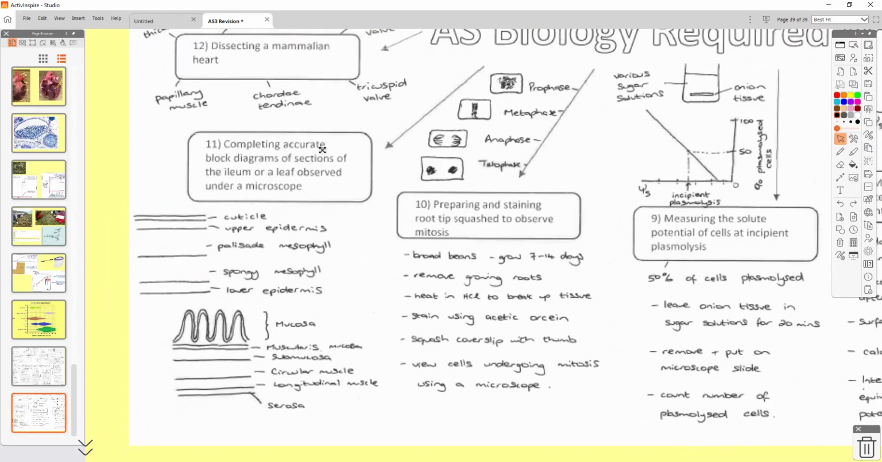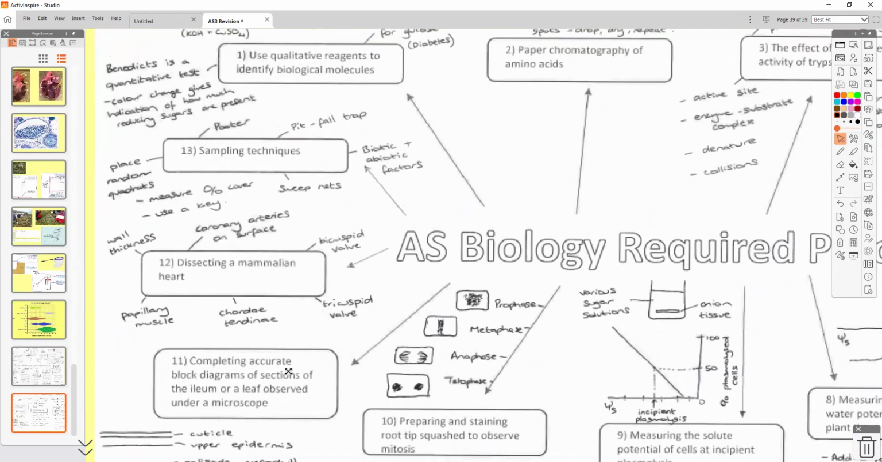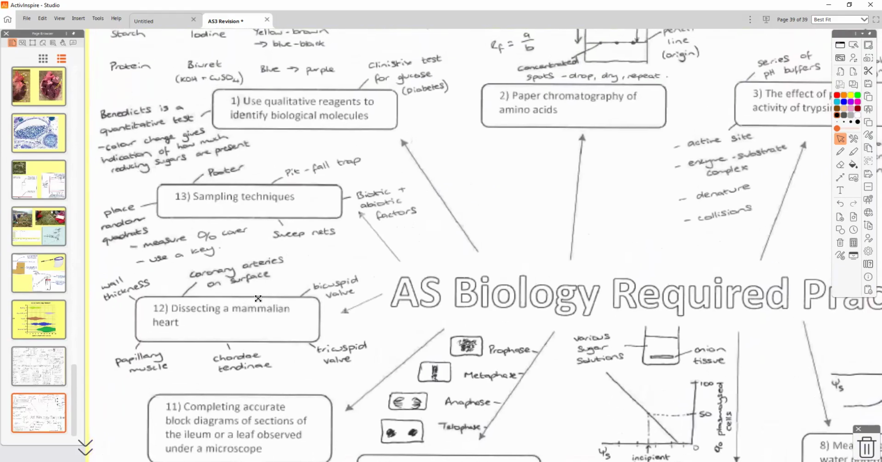Okay, and then the final one was dissecting the heart. Sorry, next to the last one, dissecting the heart, the different parts of the heart that you need to remember, and then sampling techniques we've talked about as well. Okay, hopefully that helps with AS Practical.